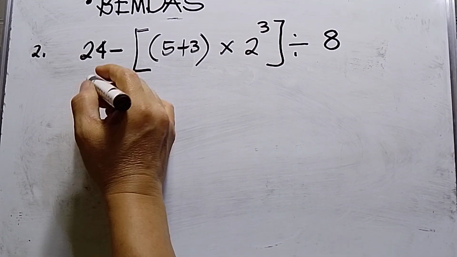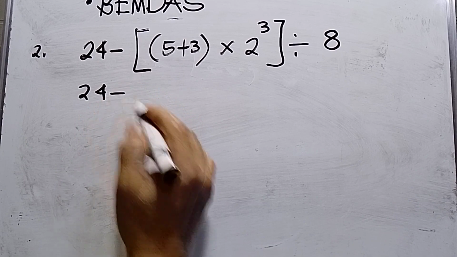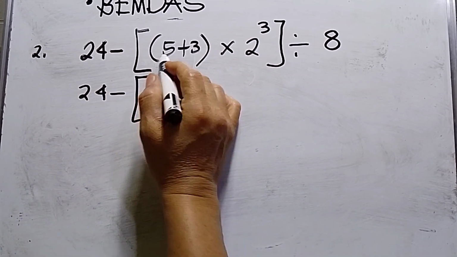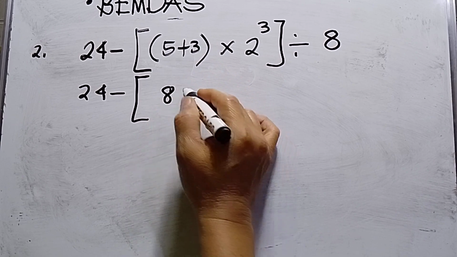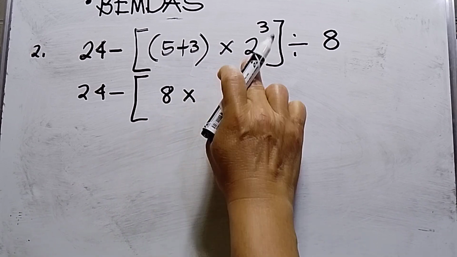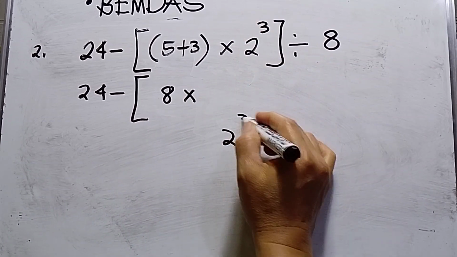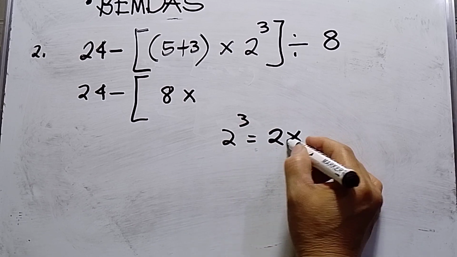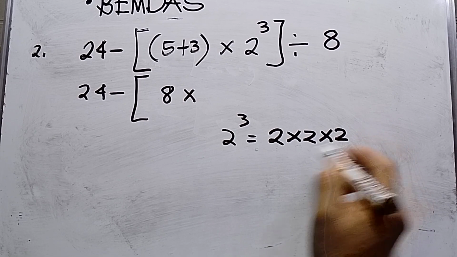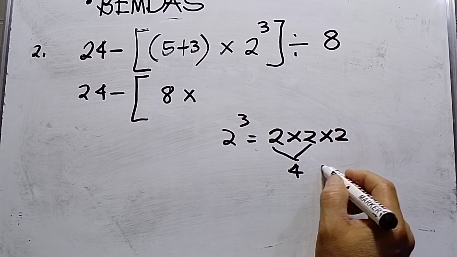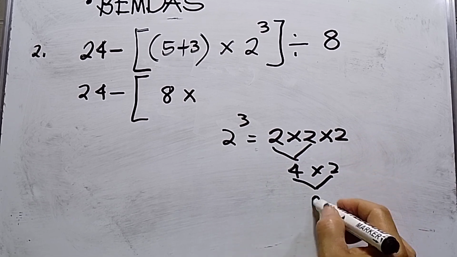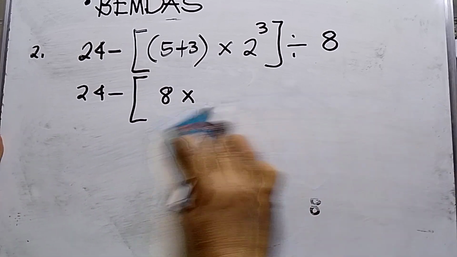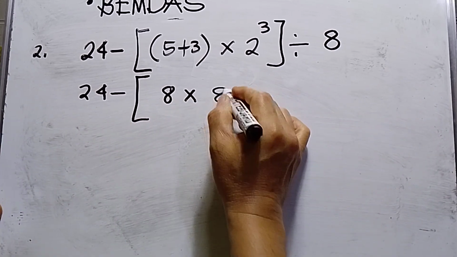So copy 24 and then minus. Simplify inside the square brackets. So 5 plus 3 is 8. And then times 2 to the power of 3, meaning multiply itself 3 times: 2 times 2 times 2. So this will be 4 times 2, and this will be equal to 8. So 2 to the third power is equal to 8.